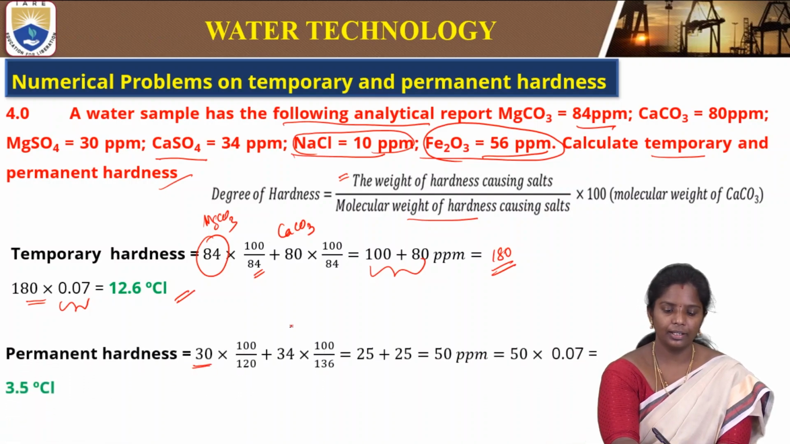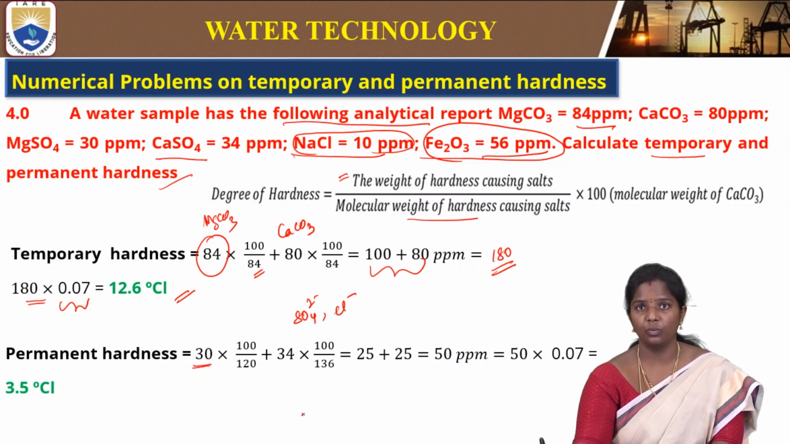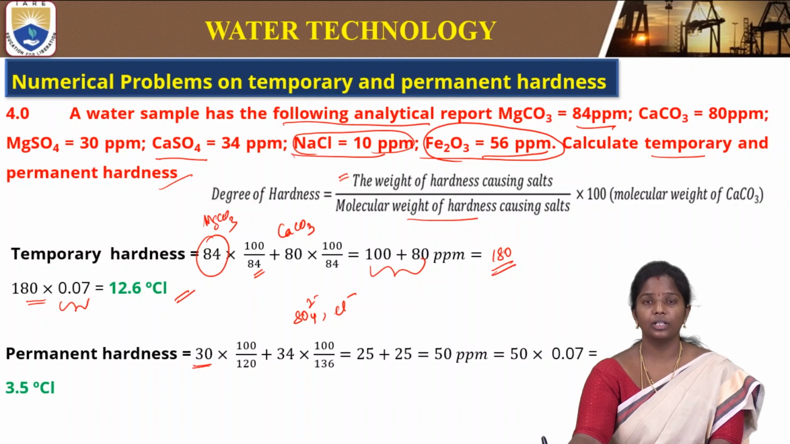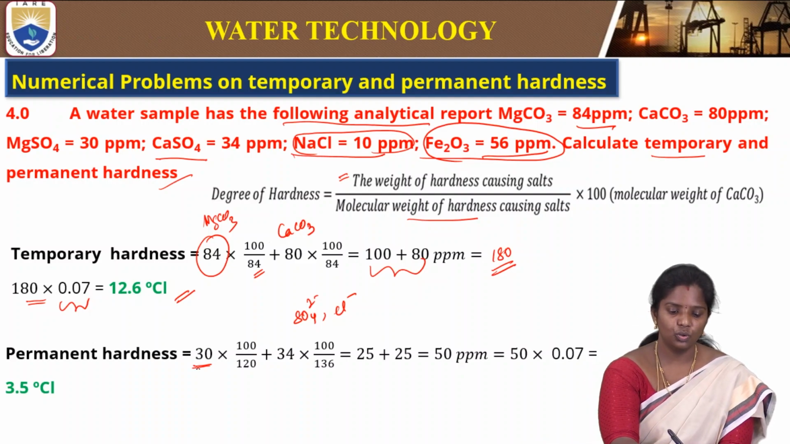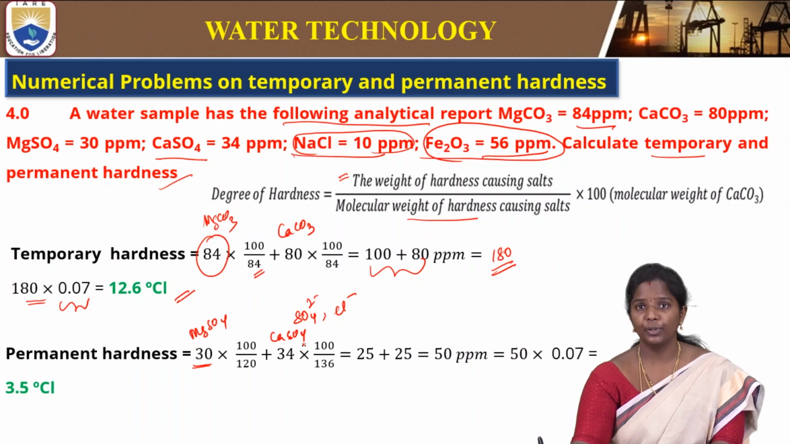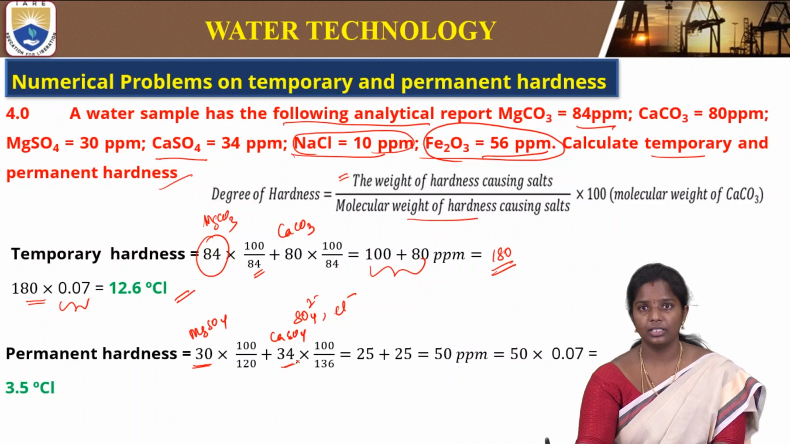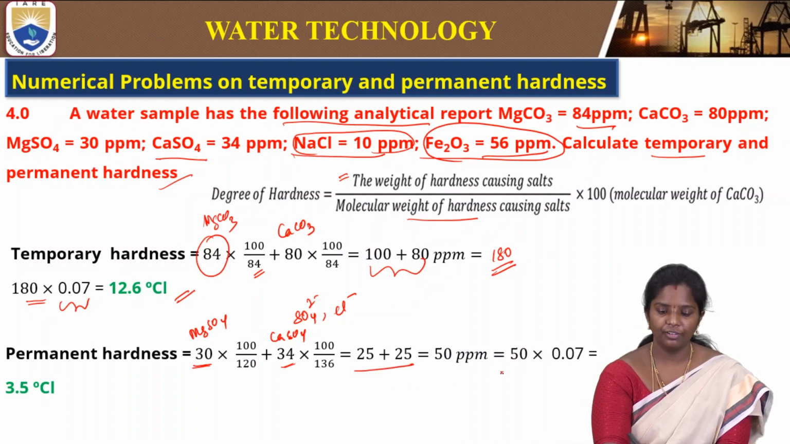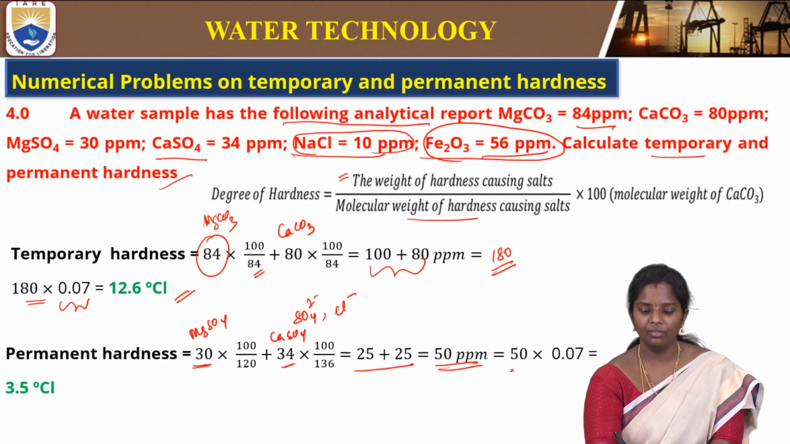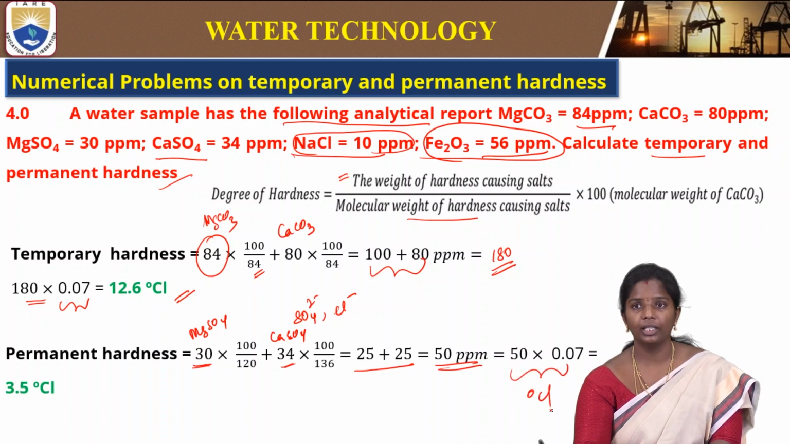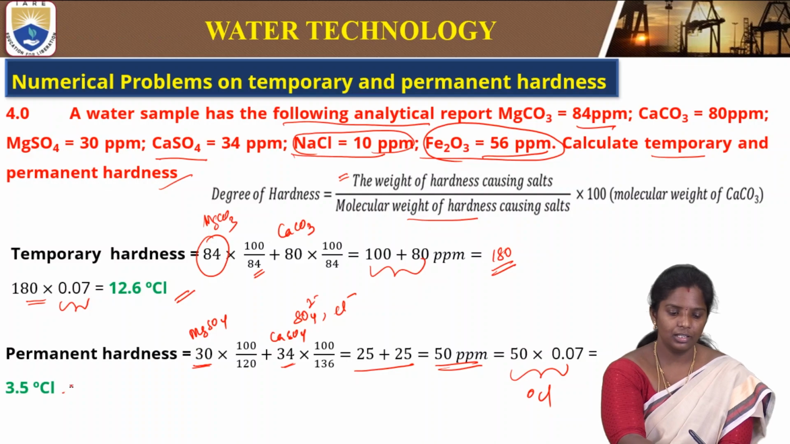Permanent hardness is due to the sulfate and chloride ions present in the water sample. In this question, we have only sulfate ions responsible. So 30 is from magnesium sulfate and calcium sulfate is responsible for the permanent hardness. So 30 into 100 by 120, plus 34 into 100 by 136, the molecular weight, is equal to 25 plus 25, that is 50 ppm. We convert into degree Clarke by multiplying with 0.07 and it is 3.5 degree Clarke.